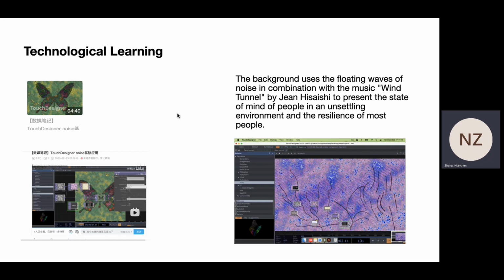In the background, I used the floating waves of noise combined with the music of Wind Tunnel by Jin Sasaki to present the precarious state of mind of people in an unsettling environment, and the power of resilience to help most people recover.